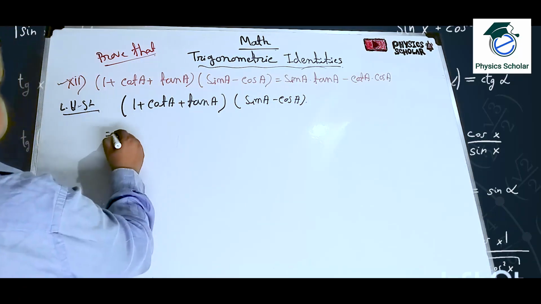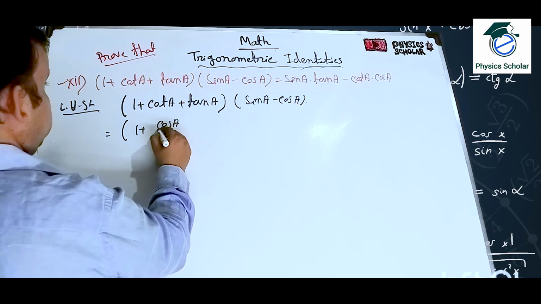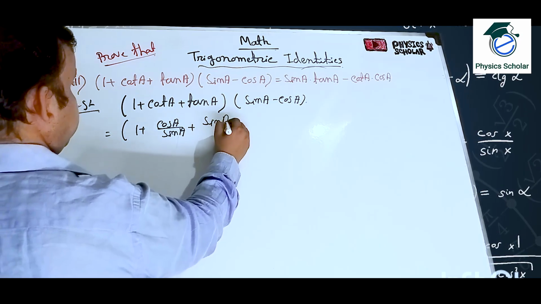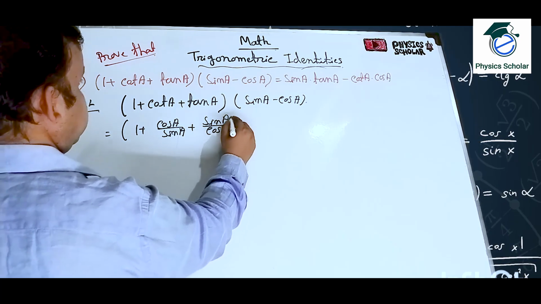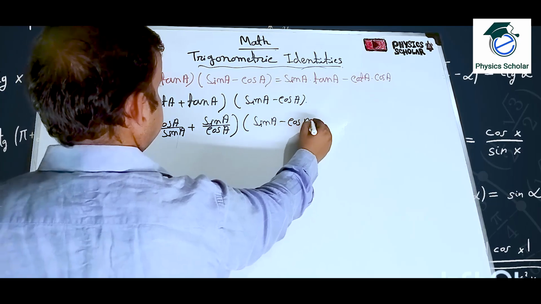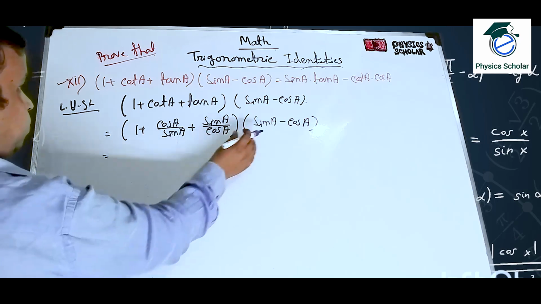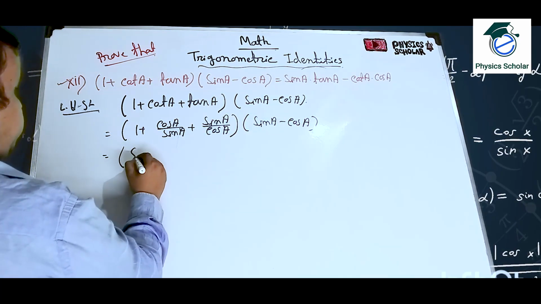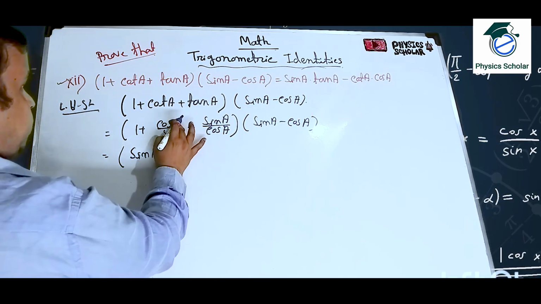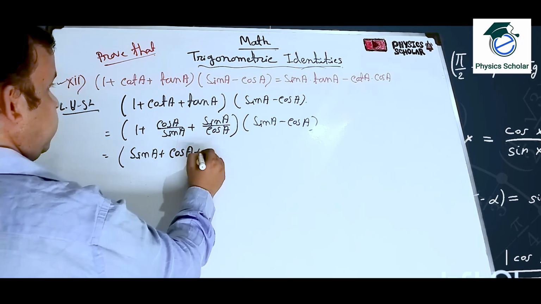Now 1 plus cot A means cos A by sin A plus tan A means sin A by cos A, into sin A minus cos A. Now let us multiply with this and this. So first sin A into 1 means sin A, plus sin A into this. That means sin will be cancelled, then cos only, cos A, plus sin A into this.